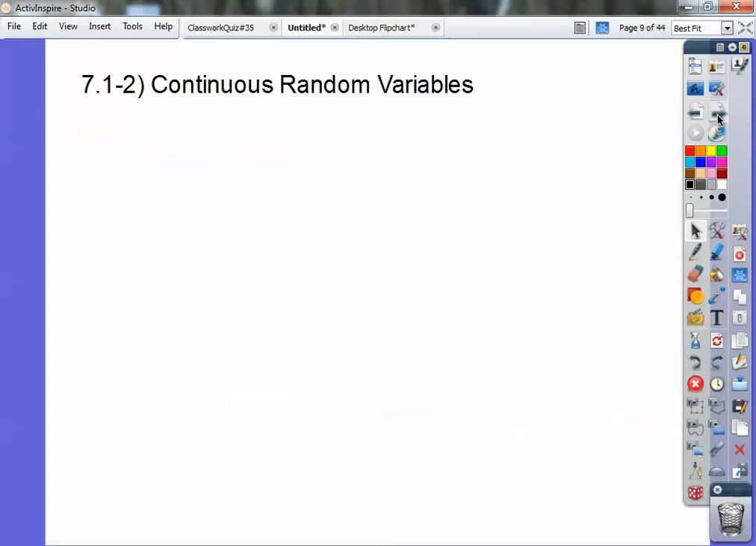Hooray! Okay, so here's 7.1-2. This is the second lesson, continuous random variables. Remember when we did a normal distribution with mean, mu, and standard deviation, sigma? Remember those symbols? Well, we're going to come back to that shortly in this lesson.